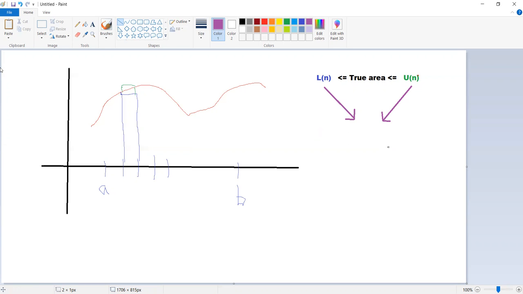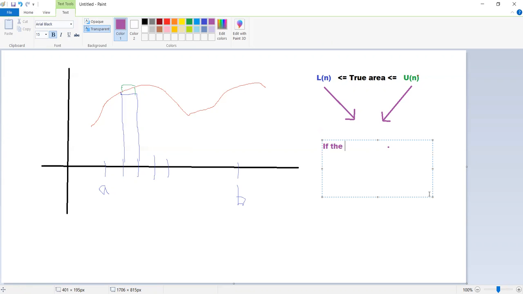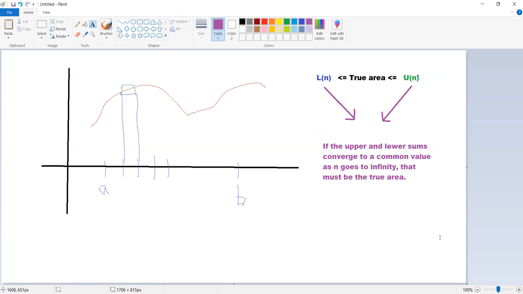And so what we get is, okay, so it's actually not that hard to prove for most nice functions that you will actually converge to a common value. That's not so difficult. The difficulty is how do you compute that true area? How do you compute what it converges to?